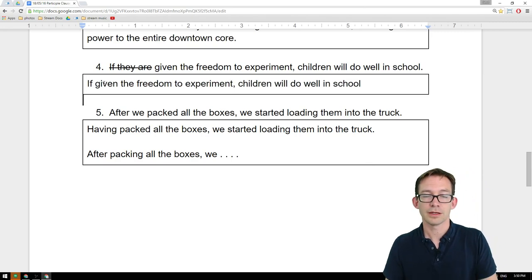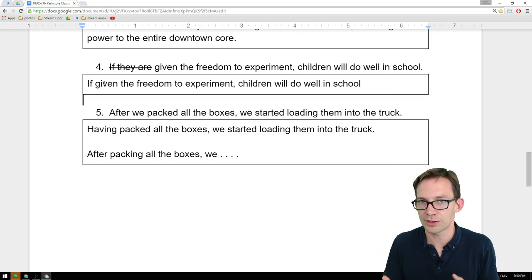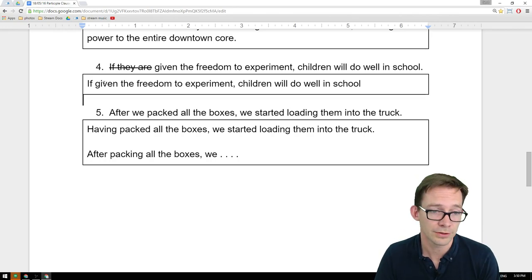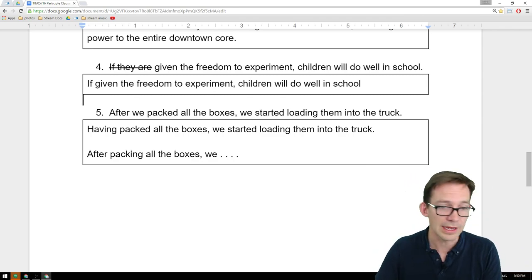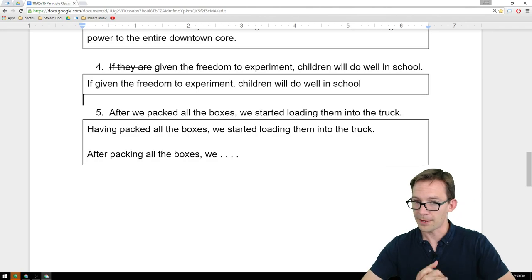Now in fact, if you look back at number four, you can do the same thing and say that. If given the freedom, children will do well. Now in this case, you're just taking the subject out, but you're leaving that conjunction if, and that's okay too. That's good. Awesome. Again, so many different ways of saying the same thing.